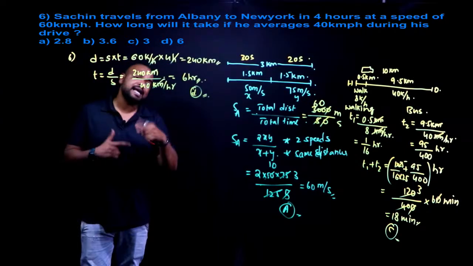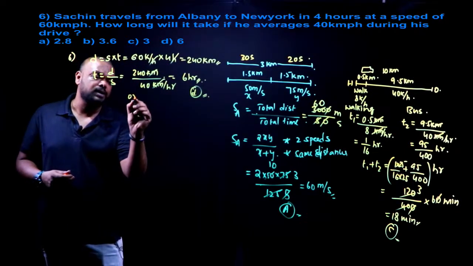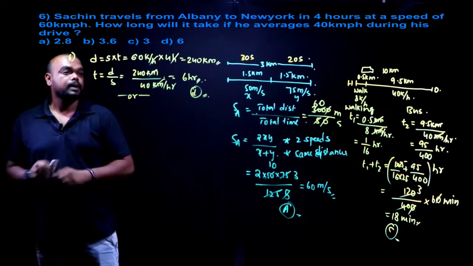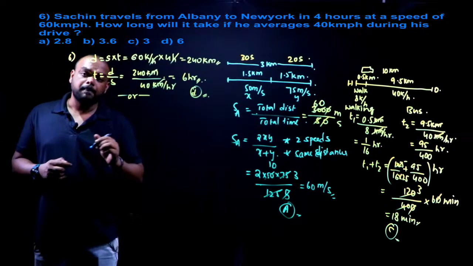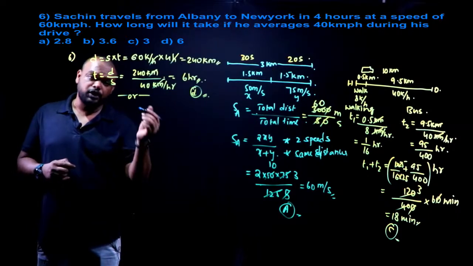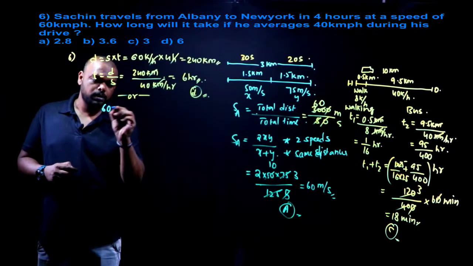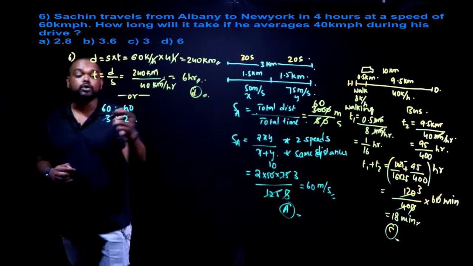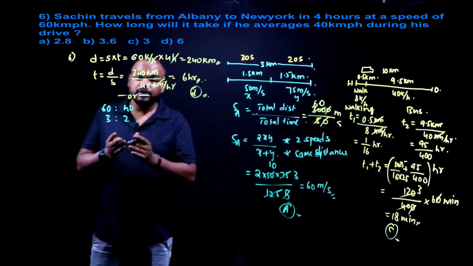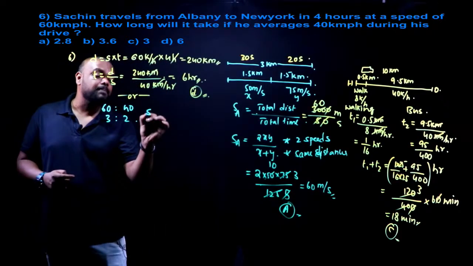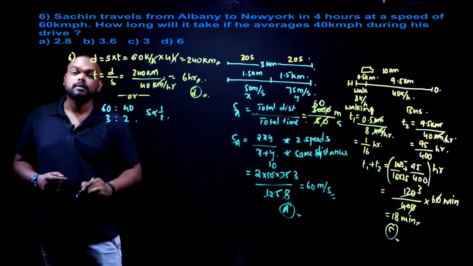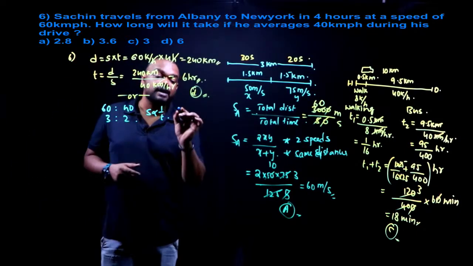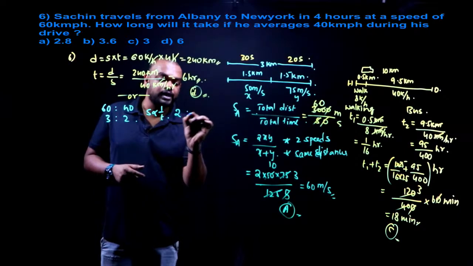There is another way of solving the same question. Let me show you that as well. Guys, speed changed from 60 to 40. What is the ratio? 60 is to 40, 3 is to 2. This is the speed ratio. Now we know that speed and time are inversely proportional. Now if the speed ratio becomes 3 is to 2, then the time ratio should become 2 is to 3.